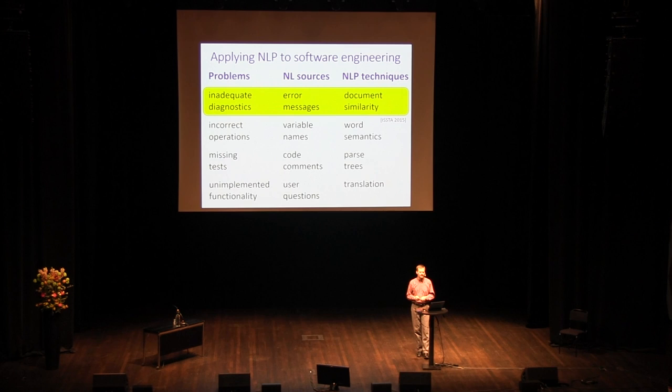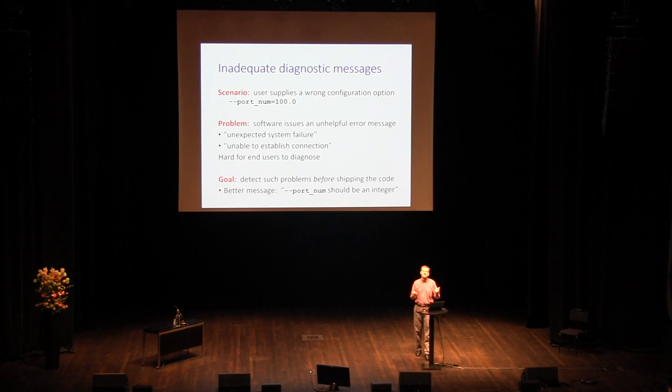So let me start out with the first one, about inadequate diagnostic messages. So the scenario, the problem we're trying to solve, is that after a user supplies a wrong configuration option, like --portnum=100.0, the software issues some really unhelpful error message, something like unexpected system failure or unable to establish connection. The latter is the actual, these are both actual examples. The latter one corresponds to this particular wrong configuration option. So this is really hard for end users to diagnose. They don't have access to the source code. The only thing they have is this error message, and they need to diagnose.